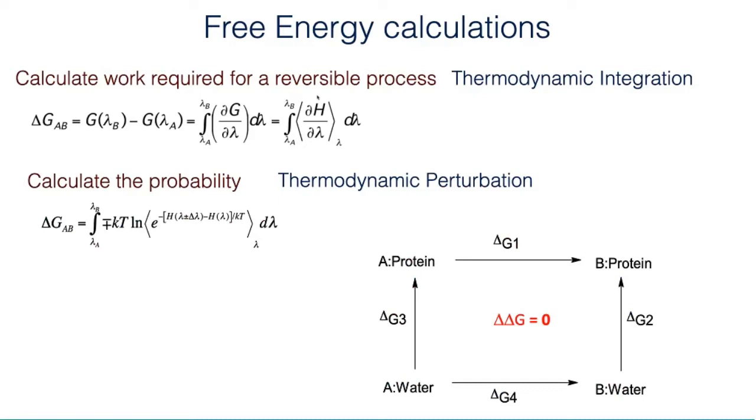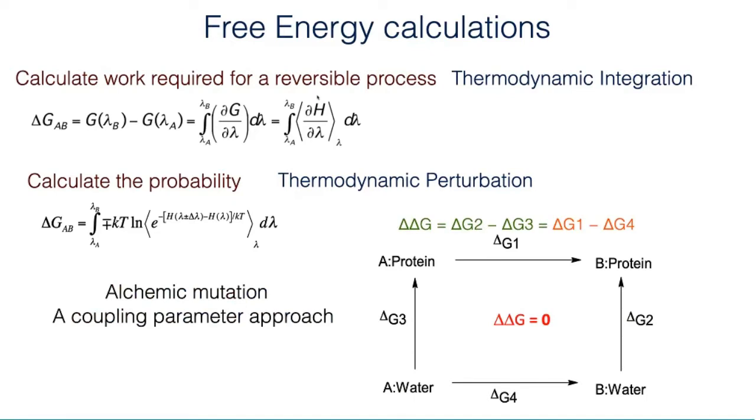So what you do in your calculation is calculate the relative free energy between the two states by performing an alchemical mutation. In this example, you calculate delta G1 and delta G4. In delta G4, you're doing the transformation of molecule A to B in water, and in delta G1, you are doing the same transformation in protein, and you get the relative binding free energy.